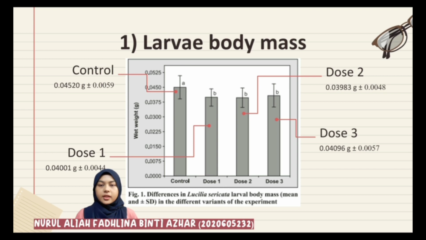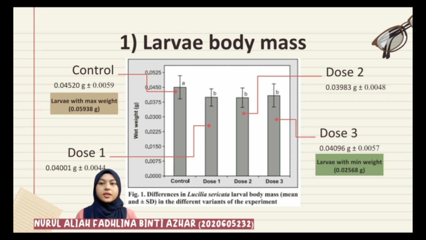Based on figure 1, the mean larvae body mass was higher in the control sample than in doses 1, 2, and 3 of the drug. Throughout the experiment, larvae with maximum weight were found in the control sample, whereas larvae with minimum weight were found in dose 3.